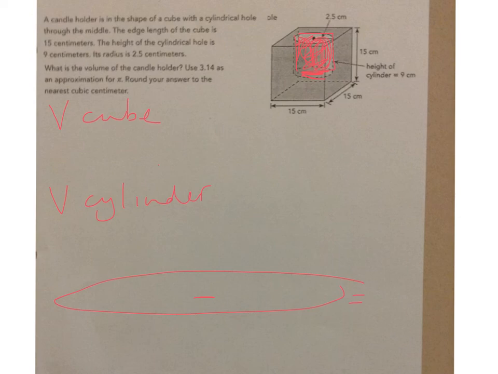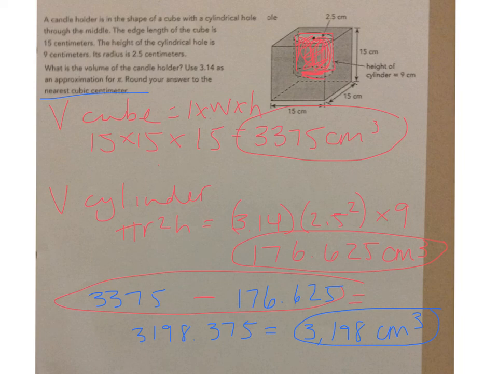Okay, so the first thing I needed to do was find the volume of a cube. Volume of a cube is length times width times height. Your length, width, and height are each 15, so 15 times 15 times 15 gives me 3,375 cubic centimeters. That's just for the cube. Then we had to find the volume of the cylinder, which is pi r squared h. So 3.14, they show you that the radius is 2.5 squared. And then the height of the cylinder, it says right here, is 9.